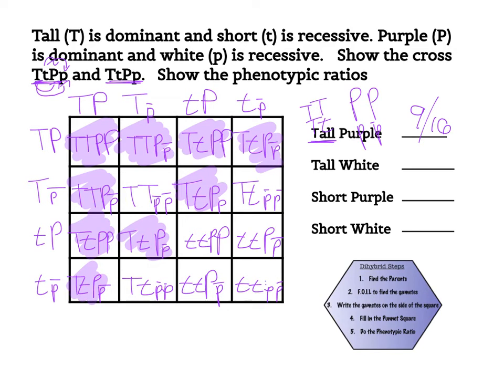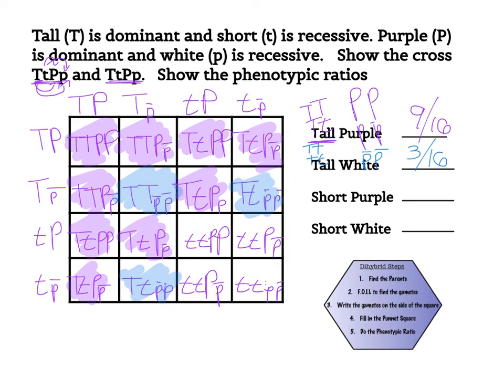Okay, tall and white. Again, I need at least 1 big T. But to be white, I have to be little p for the pea plant. Okay, how many of those do I have? I have 1, 2, 3. So 3 out of 16 are tall and white.